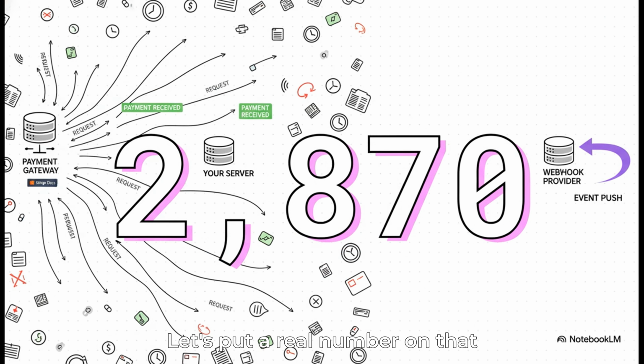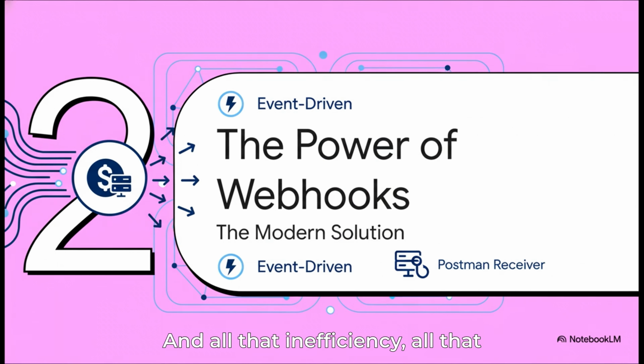Let's put a real number on that wastefulness. Let's say you're polling every 30 seconds for an event, like a customer making a payment. And let's say that only happens 10 times in a day. You do the math, that's 2,880 requests you made. And out of those, a staggering 2,870 of them were completely useless. They found nothing. That's a lot of noise for a tiny bit of signal. And all that inefficiency, all that waste, that's exactly why we needed something better. And that brings us to the modern solution, the elegant, event-driven power of webhooks.